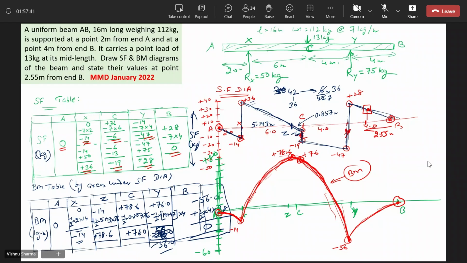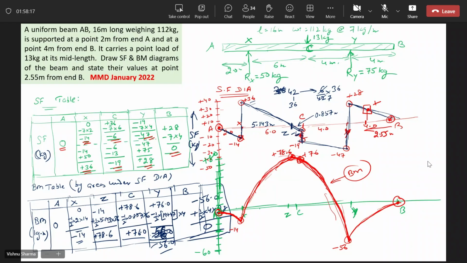Now, of course, you can read from the graph, but reading from the graphs for such a simple case will never be as accurate as calculating. Guys, what is the value of SF at Y? 28. What is the value of SF at B? 0. What is the distance between B and Y? 4 meters. And is it plus? Yes, it is plus. Are they joined by a straight line? Yes. If they are joined by a straight line, that means the rate of change is constant from plus 28 to 0.